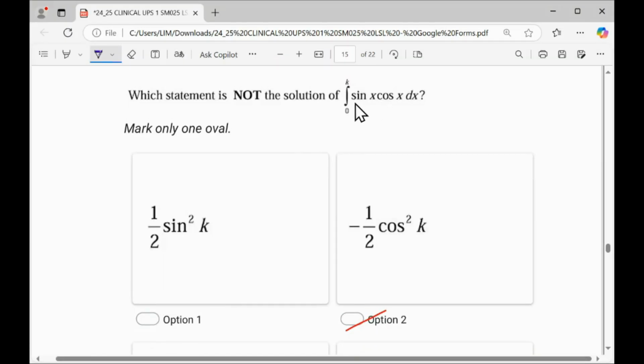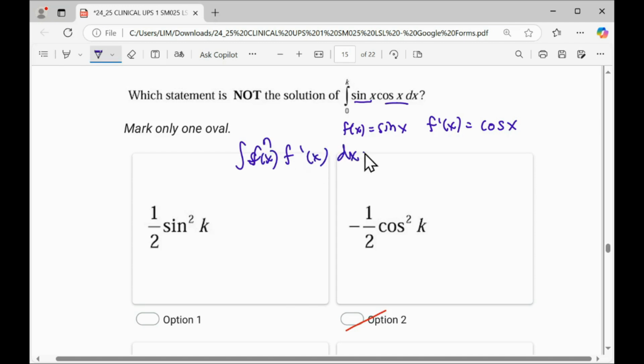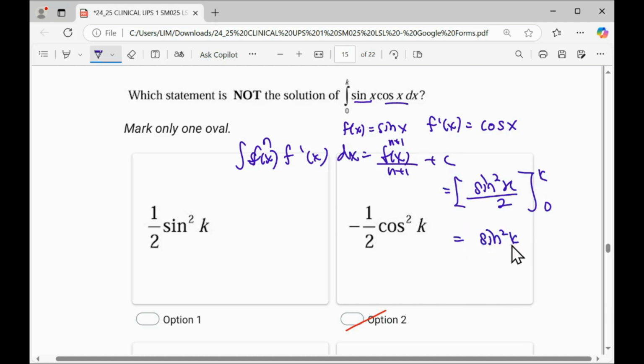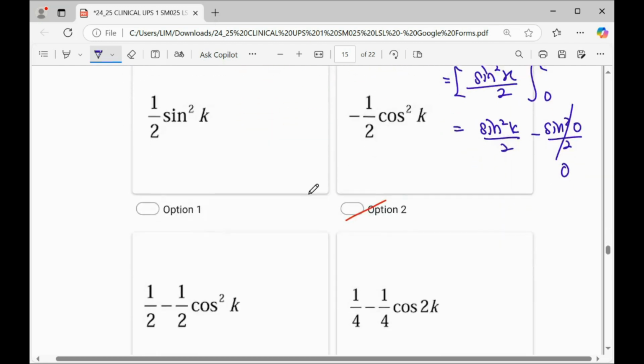And when we want to integrate sine times cos, we can use our chain function. Here f(x) is sine, f prime(x) is cos. Integrate f(x) f prime(x): your function will be power plus 1 over new power, plus c. So sine squared over 2, upper limit k, lower limit 0. We substitute the limits: sine squared k over 2 minus sine squared 0 over 2. Sine squared 0 gives you 0. So here we have sine squared k over 2.